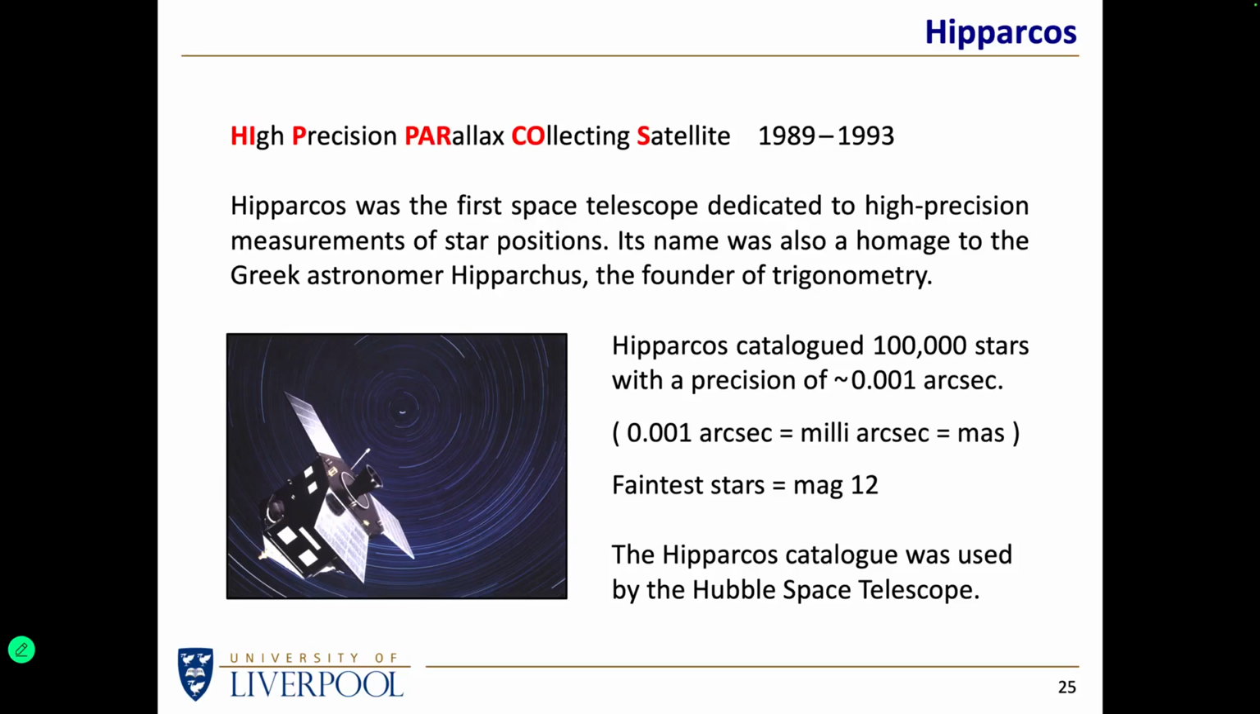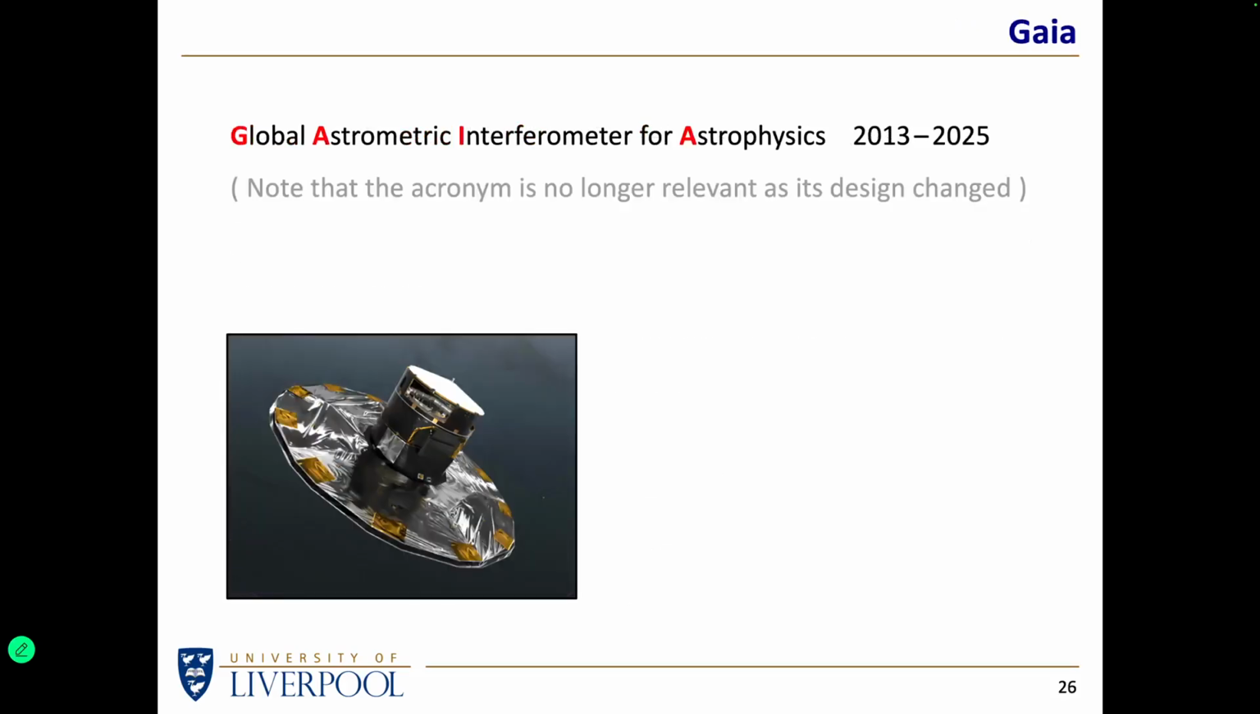And the Hipparchus catalogue, once it was complete, was used by, for instance, the Hubble Space Telescope to make sure that the Hubble was pointing in the direction it thought it was, with a precision of order milliarc seconds. So Hipparchus did a fantastic job back in the 1990s. Gaia is effectively a refinement of that idea.